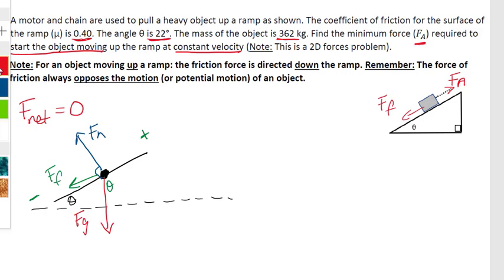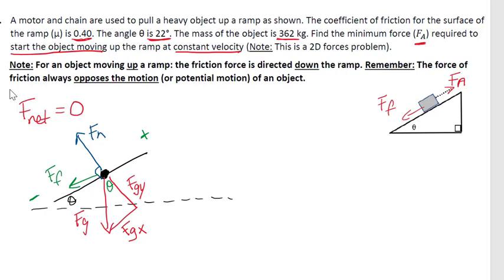So then we draw the X and Y components. The Y component is parallel to the normal force, so we just draw a straight line through. That's our FGY, the Y component of the weight. The X component is directed down the ramp, opposite the direction that the object would move.